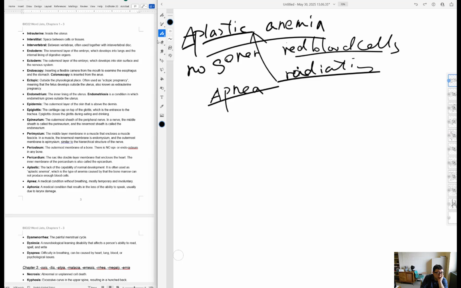Apnea means again no. Apnea is always related to the lung. So apnea is not no lung but no respiration, no breathing. In most cases, it's not serious. It's only a temporary lack of respiration for some reason.